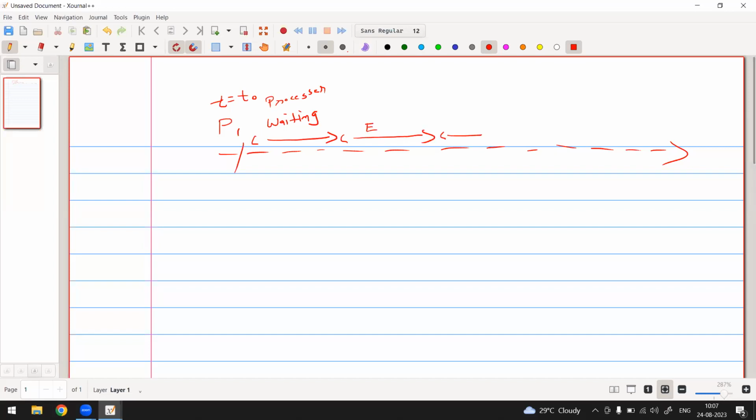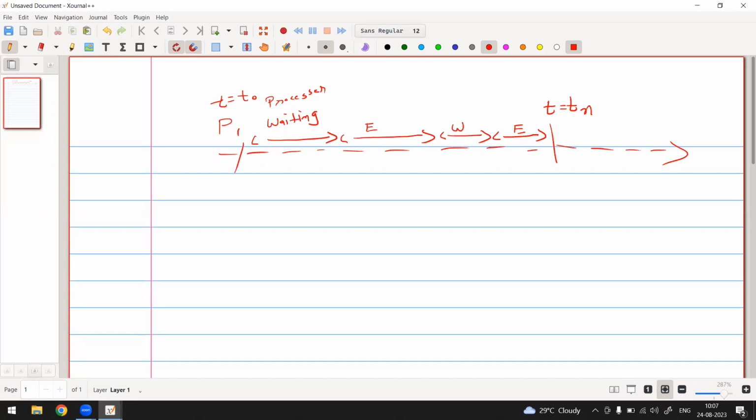After that it is also waiting for some time. So again it is waiting. Again it is executing. And at this point of time it got finished. So at t equal to tn it got finished. So you can see that between the time t0 and tn, there are certain time intervals in which the process is executing. There are certain time intervals in which the process is waiting.